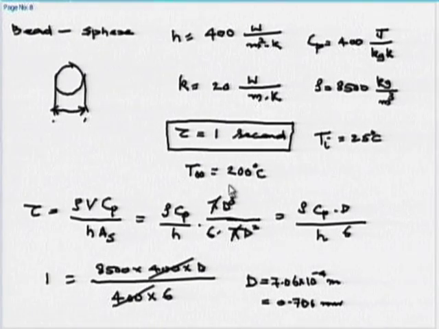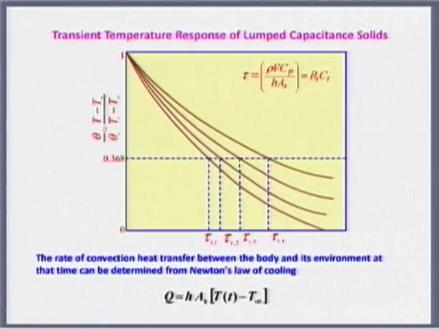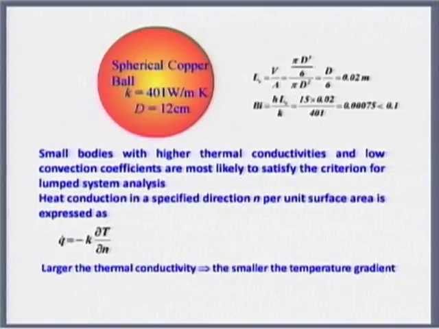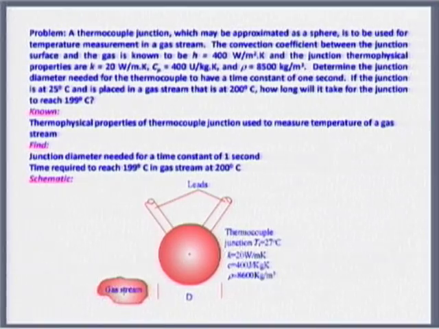In our problem, we found the time constant. But what is the question? There is a second part of the question. In the second part, what is it being told? How long will it take for the junction to reach 199 degrees Celsius? That is the question. So let us see how we do that. For that, I need to go to the temperature distribution. So, let me write that.